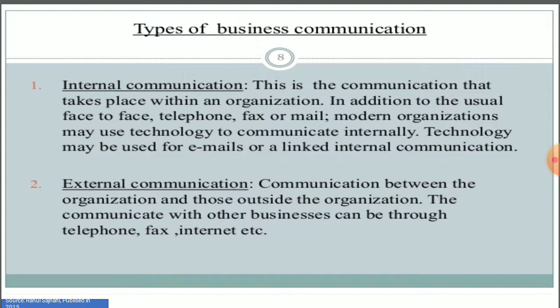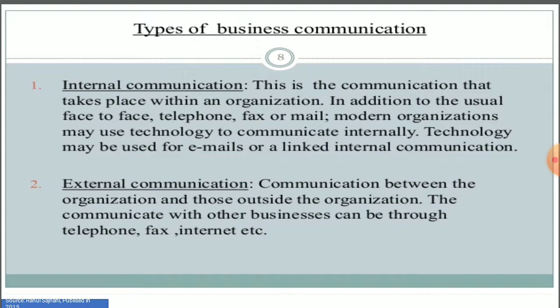Friends, the first type that we follow in a business organization is internal communication. As I told you earlier, when we think about any business organization, there are two types of communication every business organization has to make. For example, internal and external, these are the two methods that they have to follow.